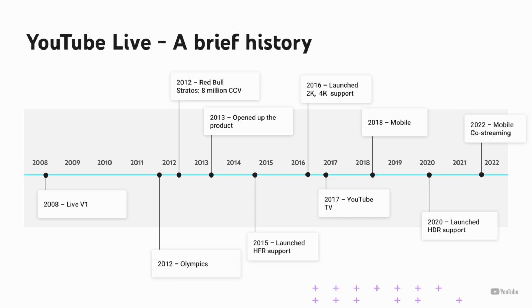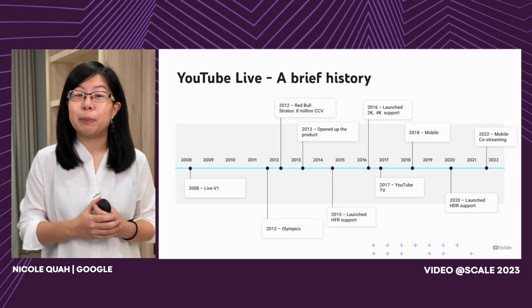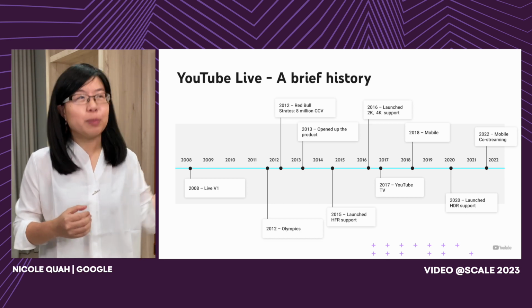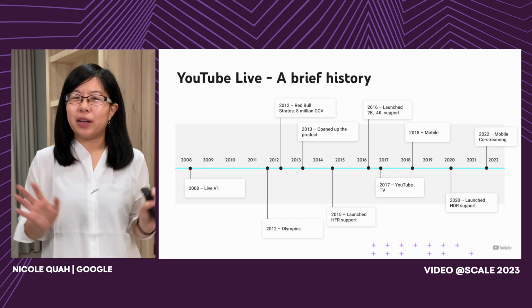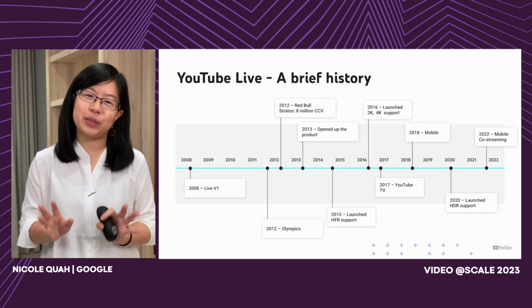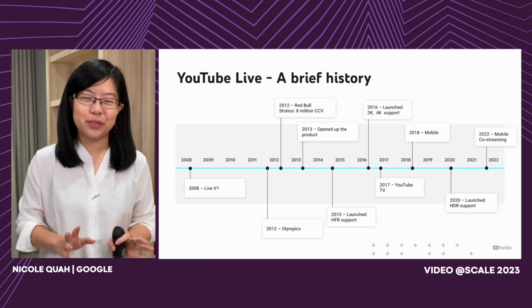Where does the story of YouTube Live start? The very first incarnation of YouTube Live was actually back in 2008. In terms of a few early highlights, in 2012, the London Olympics were live streamed through YouTube. Maybe some of you might remember the Red Bull Stratos event, where an Austrian skydiver jumped from the stratosphere. This jump lasted about 10 minutes and was watched by over 8 million concurrent viewers on YouTube back in 2012.